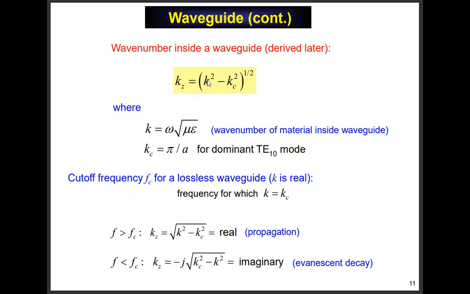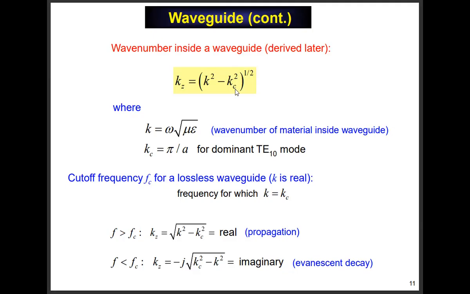So obviously, if you're at a low enough frequency, this number is less than this number, and you're taking the square root of a negative number. If you're at high enough frequency, k squared is bigger than this number, and you're taking the square root of a positive number. Right at the boundary, where k is equal to kc, you're taking the square root of 0, so you're going to get 0.